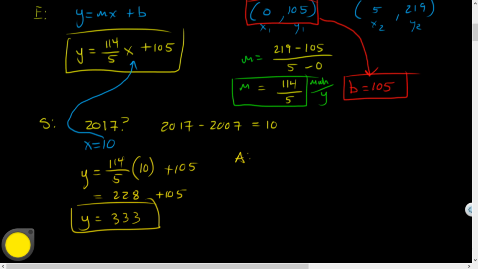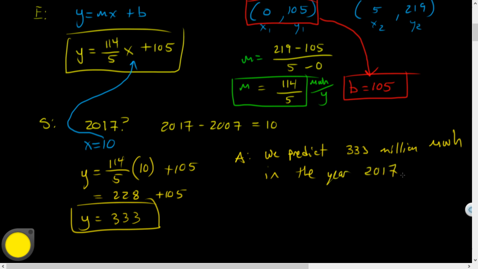The answer, right, is not just 333. It's saying we predict 333 million megawatt hours, MWHs, in what year? In the year 2017. Okay, so this is my final answer.